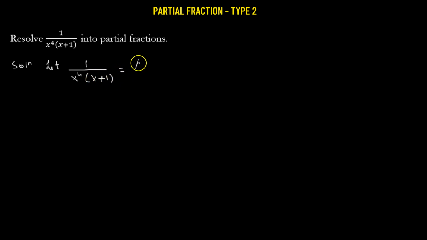So our first partial fraction will be a over x. So we're considering one of the factors. Then the second partial fraction will be b over x squared. The third partial fraction will be c over x cubed. And the fourth partial fraction is going to be d over x raised to the power 4. So this takes care of all 4 factors of x. Now we are left with one more, so that's going to be e over x plus 1.